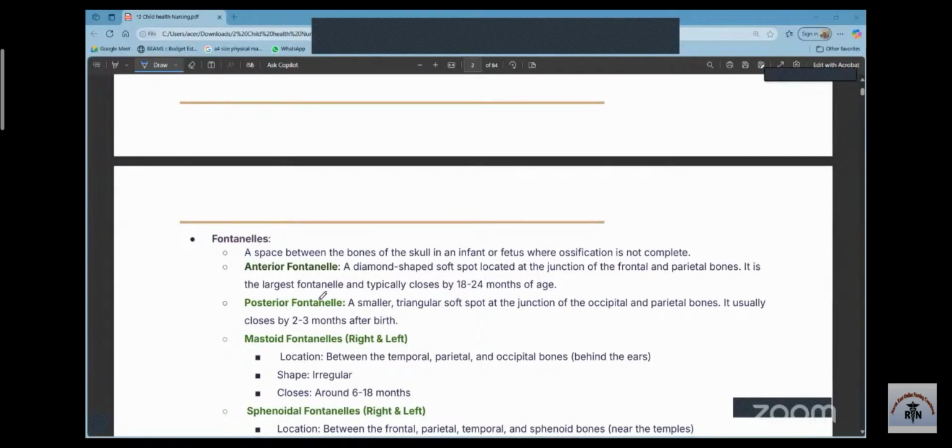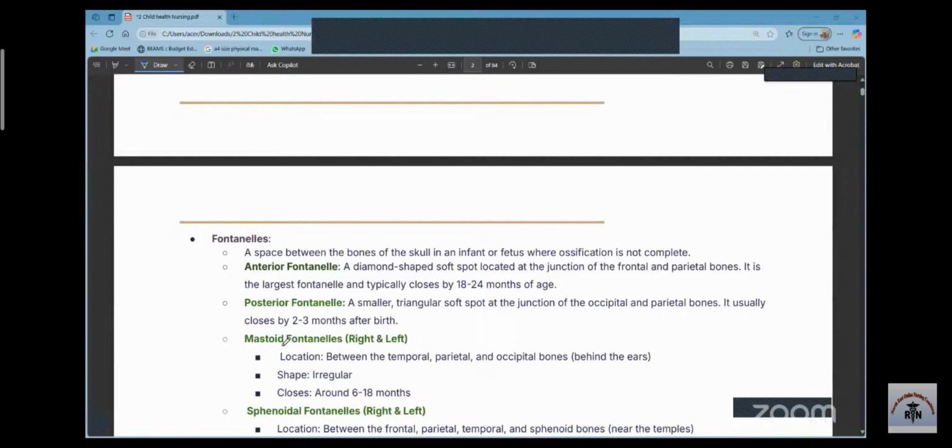This is important. And the posterior fontanelle is smaller in size than the anterior fontanelle. It is a triangular soft spot at the junction of the occipital and parietal bones. It usually closes 2 to 3 months after birth.